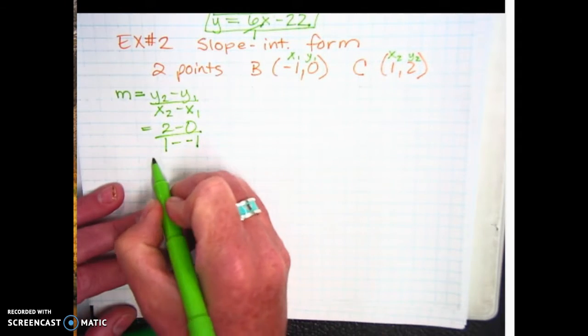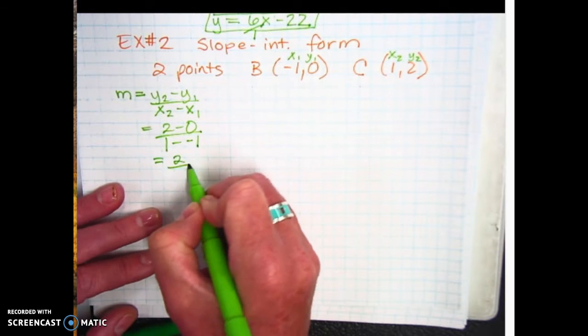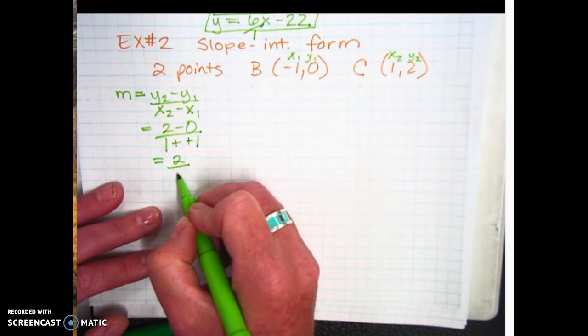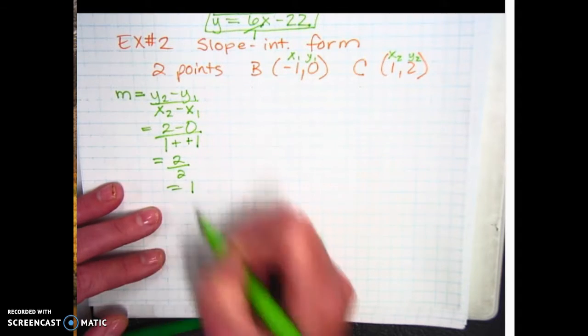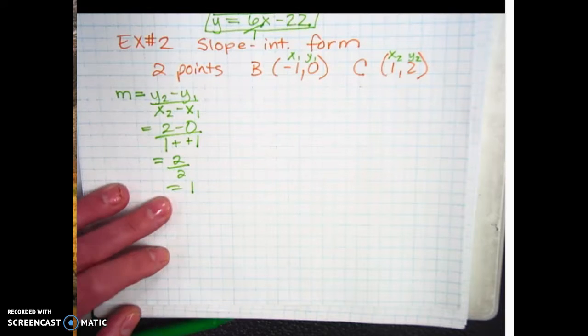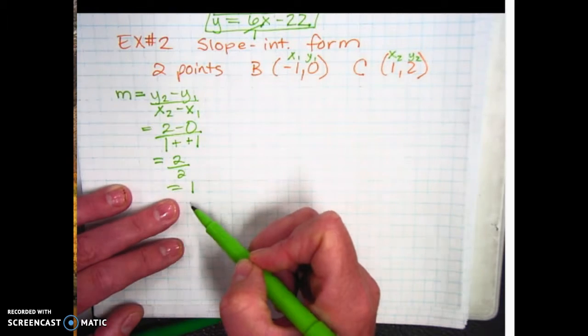And then you just need to treat it like a pre-algebra problem. 2 minus 0 is 2. And then change this to plus plus. So 1 plus 1 is 2. So you have 2 over 2, which is 1. So your slope is what? It's 1. 2 over 2 simplifies to 1.